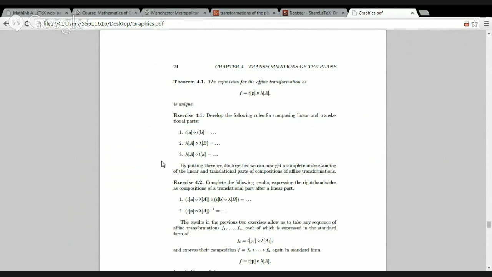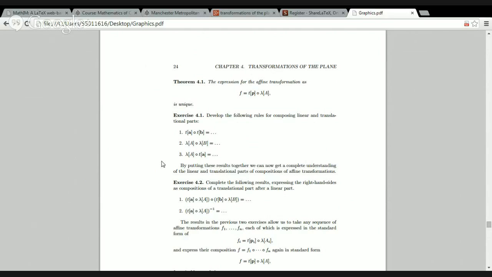We were on page 24, looking at our affine transformations. Just remember, an affine transformation was any transformation which was really just a linear transformation. So F is going to be an affine transformation. Applying it to a vector, it's really a linear transformation, but with a translational part allowed as well.